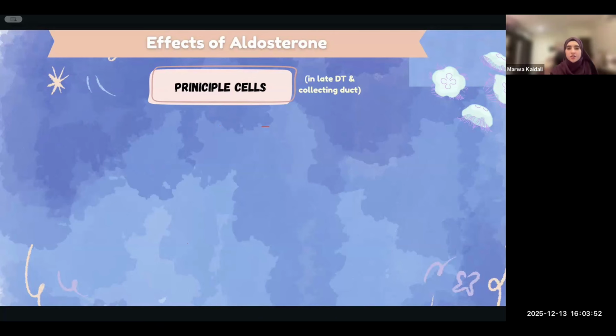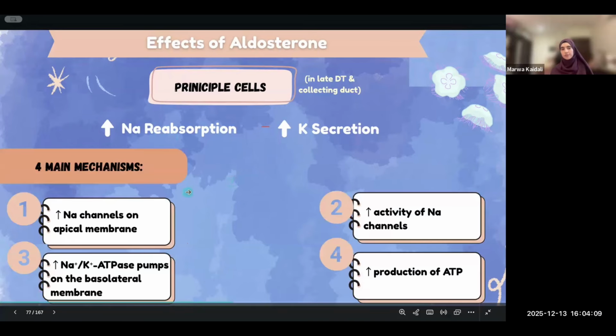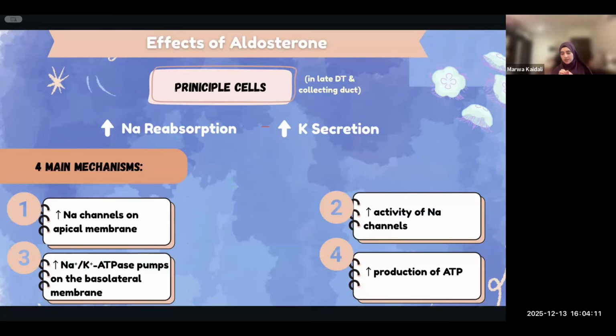Exactly, that's very good. So they're responsible for sodium reabsorption and potassium secretion. The way aldosterone is going to increase this, basically, aldosterone is going to act on the principal cells to increase sodium reabsorption and potassium secretion. Now, the way it does that is through four main mechanisms. The first one is that it's going to increase the number of sodium channels and increase the activity of the sodium channels, and then it's going to increase the sodium potassium ATPase pump and also increase the production of ATP, which is going to stimulate the pump.